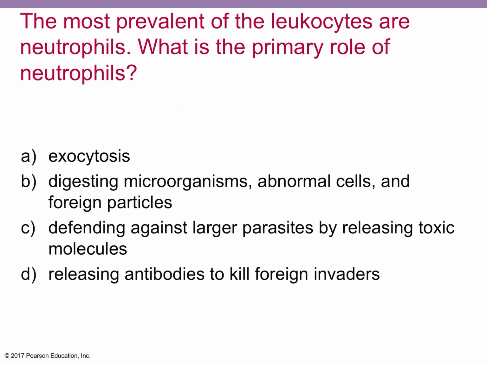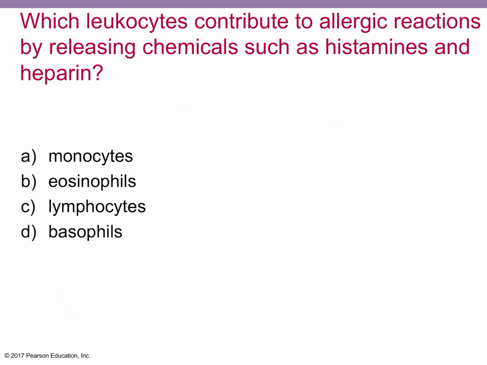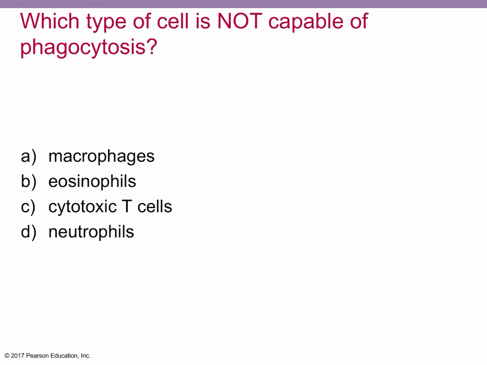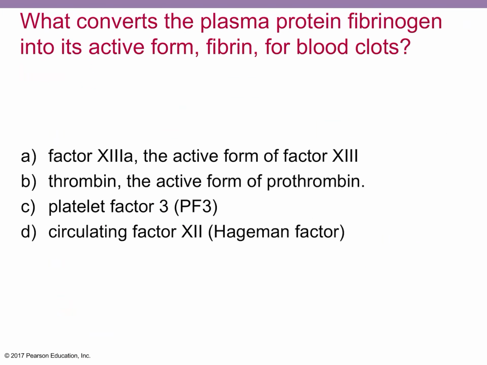Oops, I'm going backwards. All right. The most prevalent of the leukocytes are neutrophils. What's the primary role of neutrophils? And the answer is letter B. Which leukocyte contributes to the allergic reactions by releasing chemicals such as histamine and heparin? The answer is letter D, basophils. Which type of cell is not capable of phagocytosis? This is letter C, cytotoxic T cells.